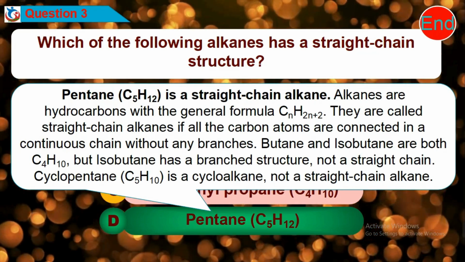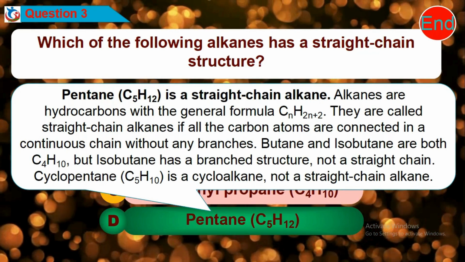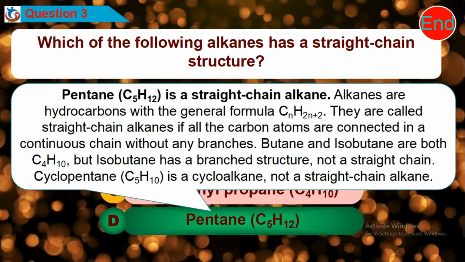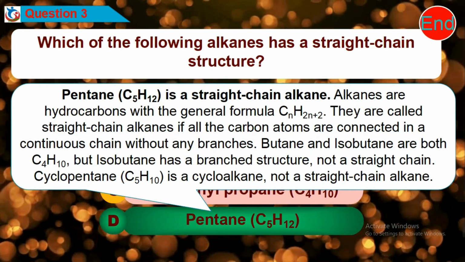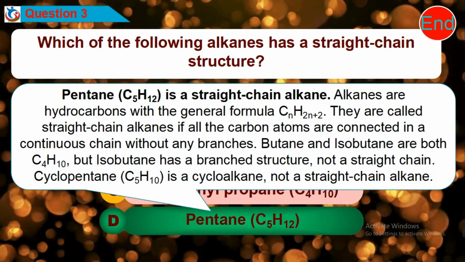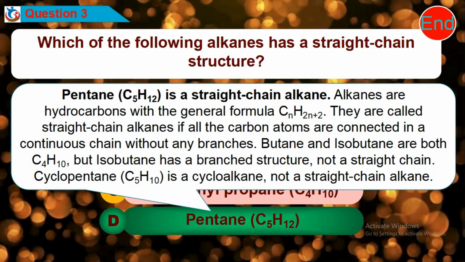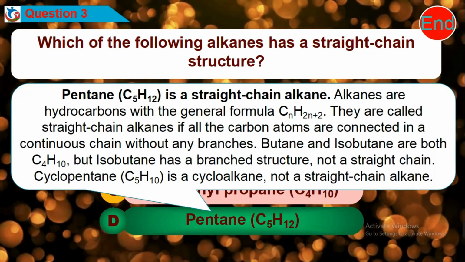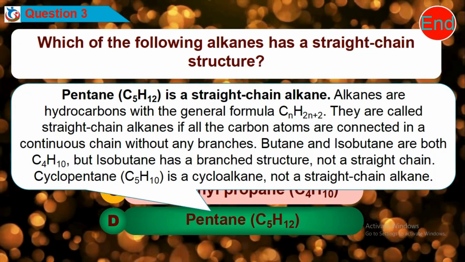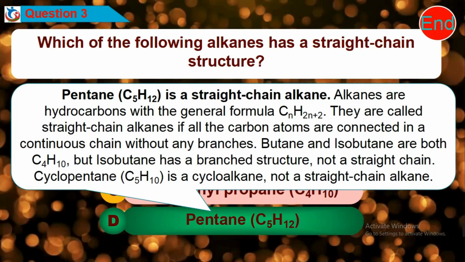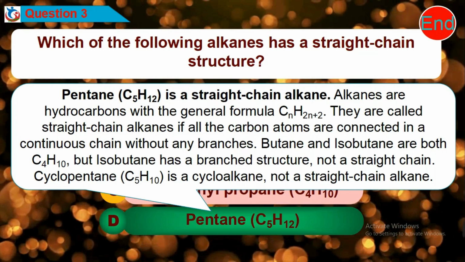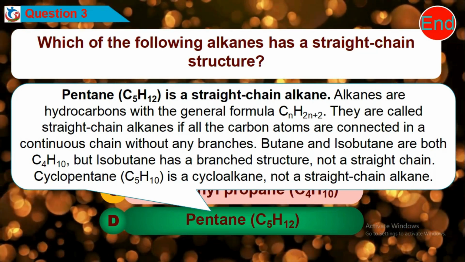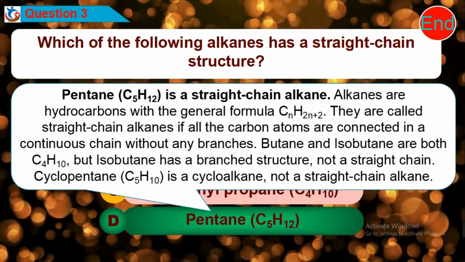Alkanes are hydrocarbons with the general formula CnH2n+2. They are called straight chain alkanes if all the carbon atoms are connected in a continuous chain without any branches. Butane and isobutane are both C4H10, but isobutane has a branched structure, not a straight chain. Cyclopentane is a cycloalkane, not a straight chain alkane.